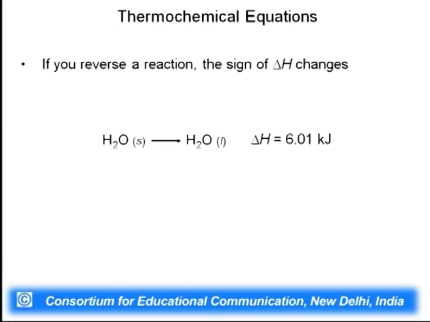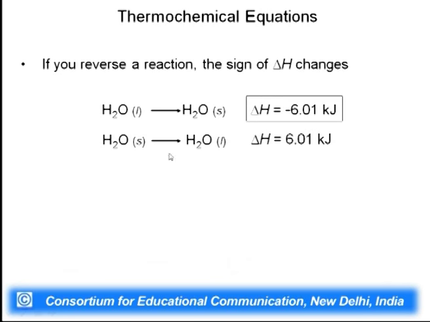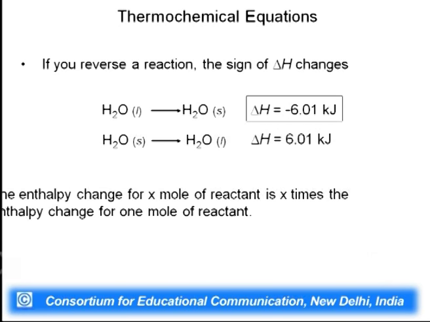So, H2O solid to H2O liquid, delta H is equal to 6.01 kilojoule. If we reverse the reaction, if we go from H2O liquid to H2O solid, now you can see delta H has a different sign. It is now minus 6.01 kilojoule.